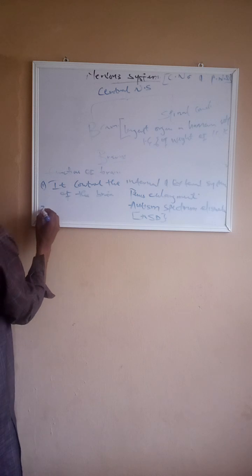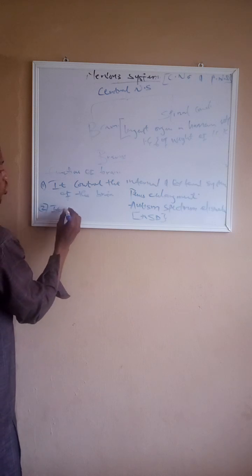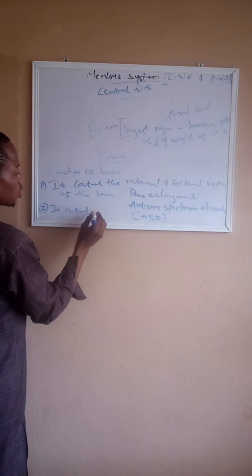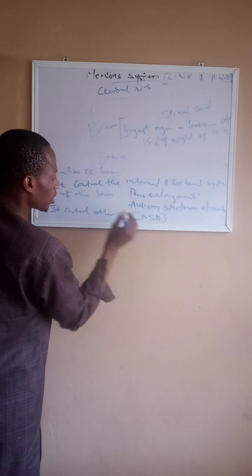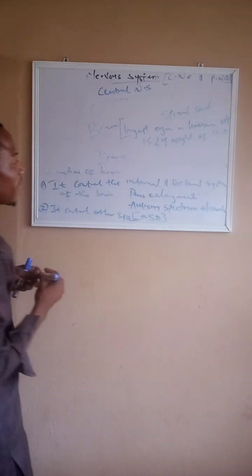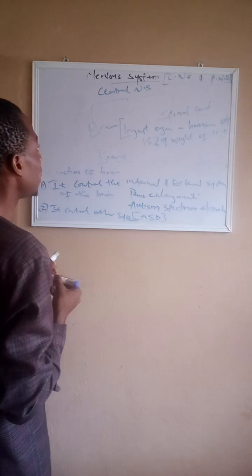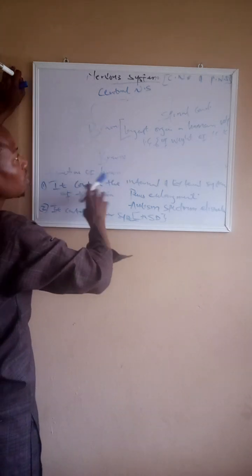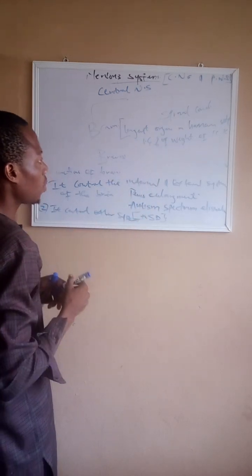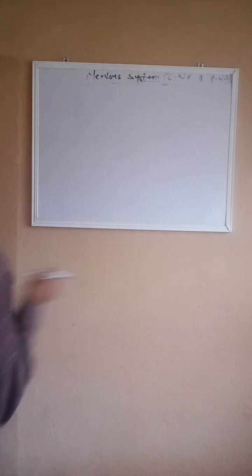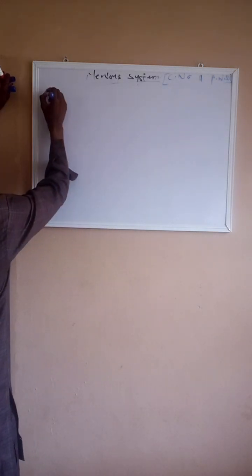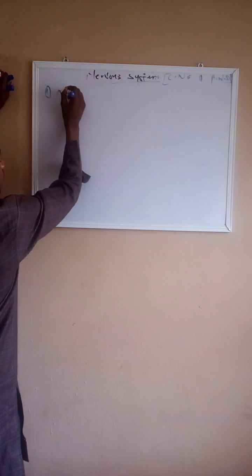Secondly, it controls other systems. What do I mean by it controls other systems? In a human body, we have different kinds of systems. One of the systems we have is the nervous system.